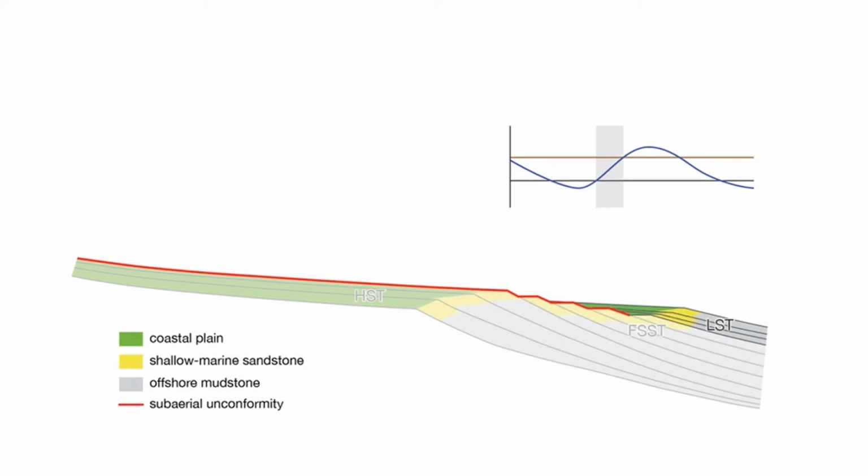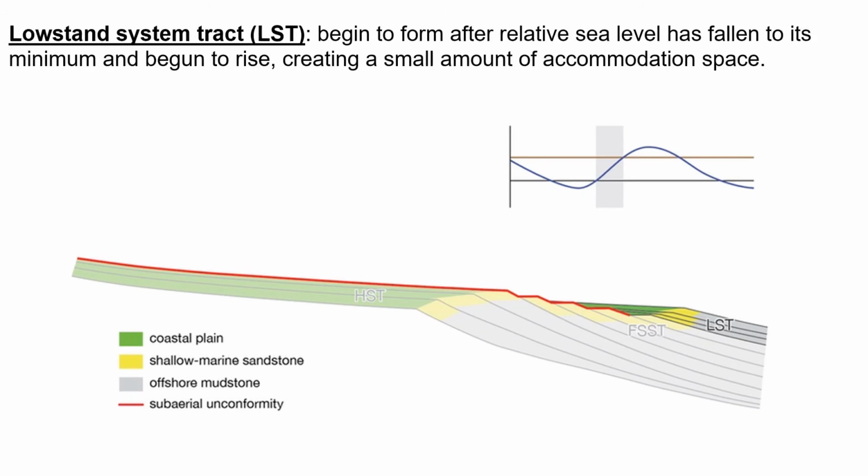Then we get to our lowstand systems tract. We start to develop a new coastal plain, a smaller series of shallow marine sands, and a smaller series of offshore muds. These form as relative sea level has fallen to its minimum, and now it's starting to rise again. This is the beginning of a new relative rise in sea level, and we actually are starting to see a small amount of accommodation space.